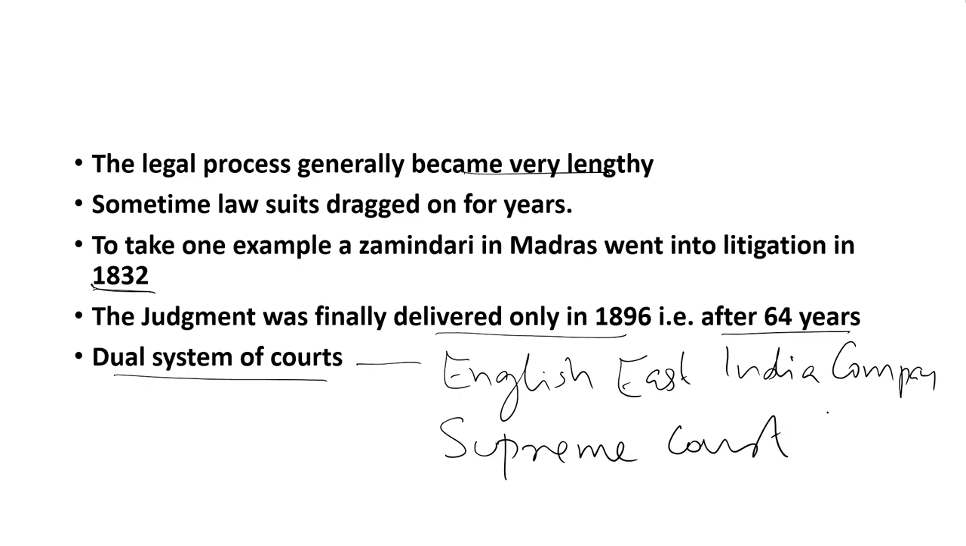The Supreme Court was the creation of the British government. So, there existed the dual system of court. One was created by the English East India Company, and the other was the creation of the British government by acting through the act of the Parliament.